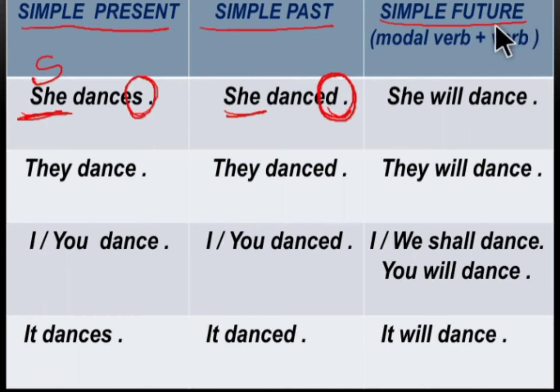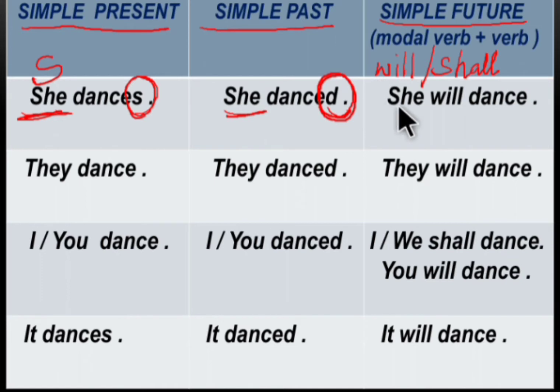And in simple future, how is the simple future formed, what is the structure? We use the modal verbs plus the verb in the present form. The modal verbs generally that we use for future tense are will or shall. Of course, the other remaining 7 modal verbs are also used. On the whole, we have 9 modal verbs. But will and shall are used quite often.